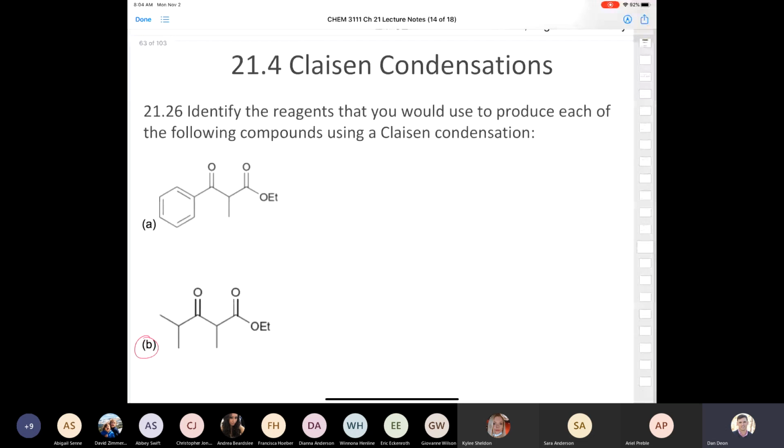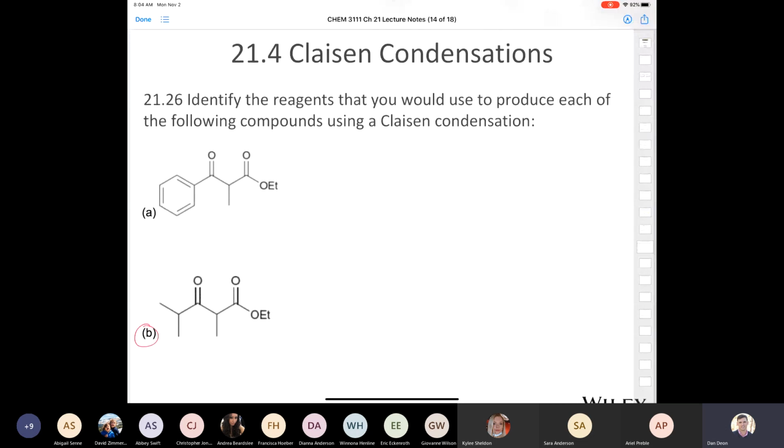Okay, this is where we left off during our last lecture, question 21.26, which asks us to identify the reagents that you would use to produce each of the following compounds using alkylation condensation. We're going to start with B, and this is a beta keto ester.